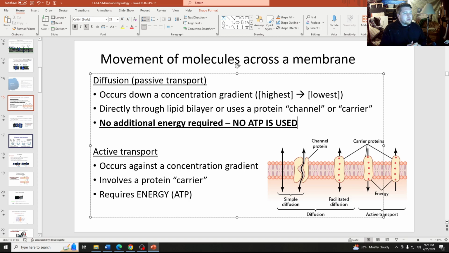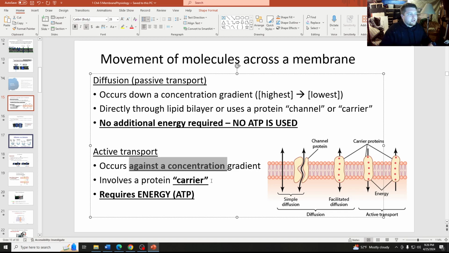Okay? On the other side of the coin, we have active transport. That's literally the opposite of passive transport, where we're going to be using a protein carrier, typically not channels, because channels are a little bit harder to control. So we're going to use a carrier. We're going to use a protein. It requires energy. It requires the ATP, and it goes against the concentration gradient.